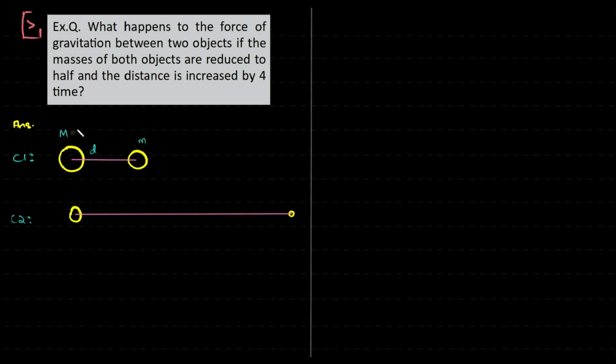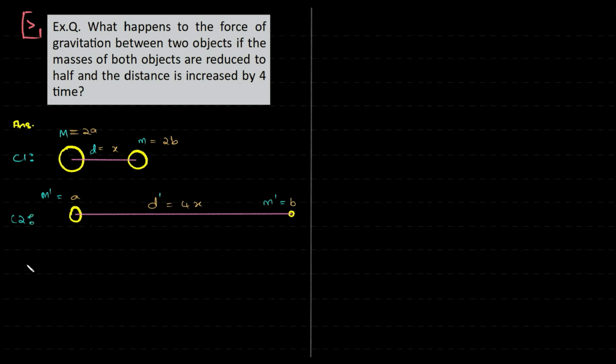I will take this as say 2a. Why am I taking that? Because we need to reduce it to half. So this will become a. I'll take this as 2b. This will become b. And this as x. And here d will become 4x. Agree? Right? So this would be your capital M dash, small m dash, and this is d dash. So these are all the things given.